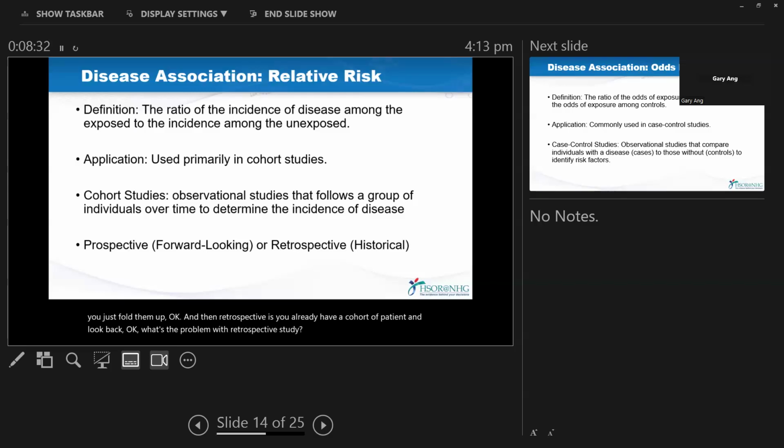You don't have an immediate result. No, actually, with retrospective you have the immediate result. The problem is that prospective is better because you recruit them and follow them up. But for retrospective, what is one of the big problems with a retrospective study?